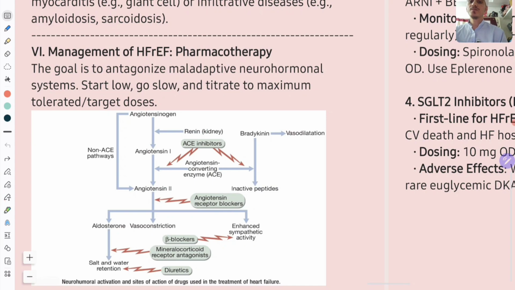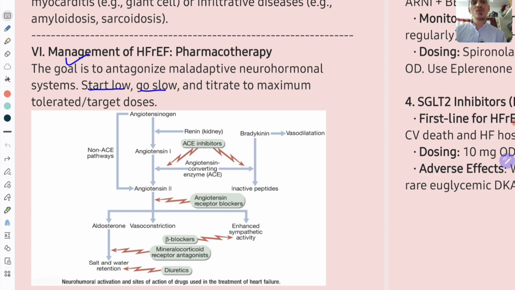See here. First of all, we will divide the management of heart failure into management of reduced ejection fraction, one thing, and management of preserved as well as borderline ejection fraction, another thing. So see the mechanism. What is the goal? The goal is to antagonize maladaptive neurohormonal systems. Okay, each and every word is important. How should you start? You should start with low dose and go slow.